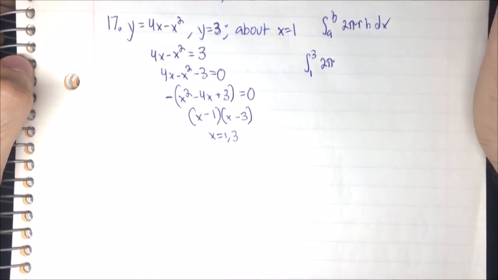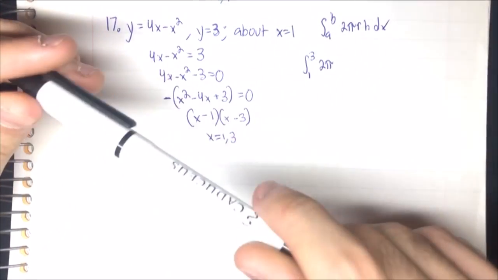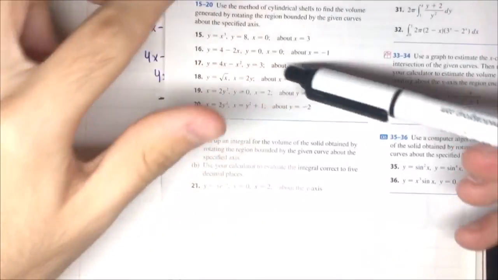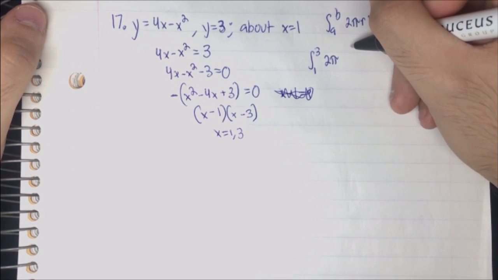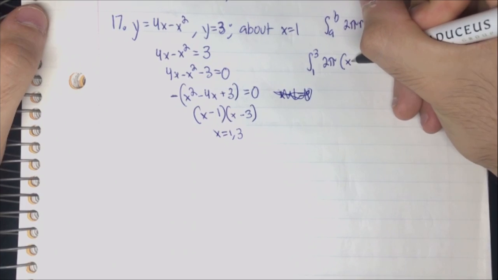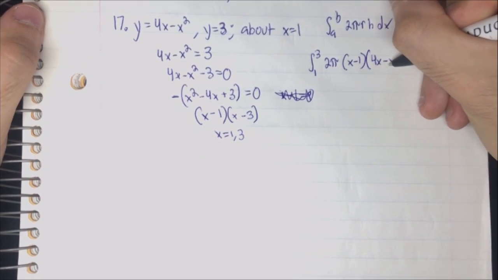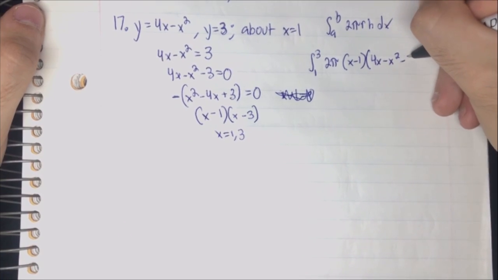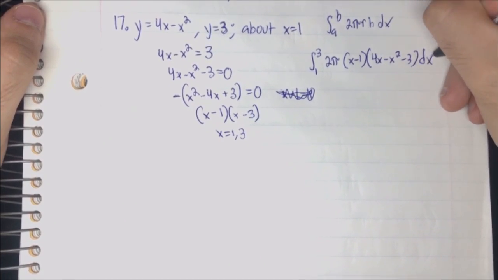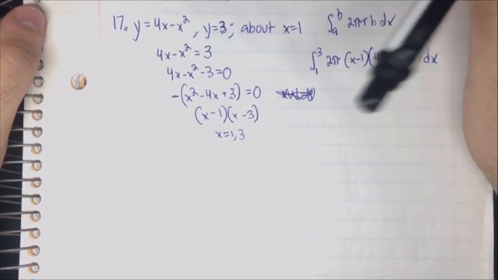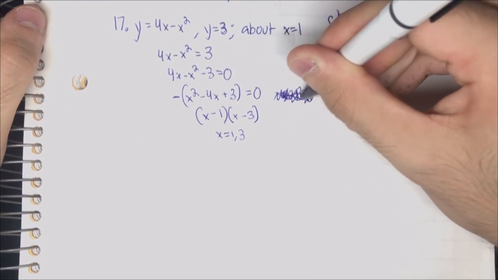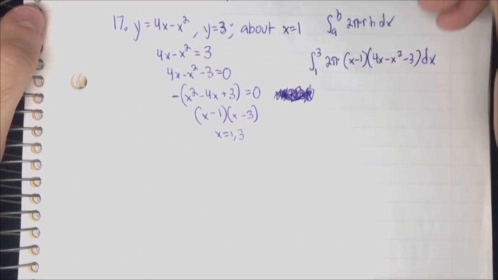I don't really know how to graph it. This graphing for this little part here really confuses me. All right, so the radius is x minus 1, and the height is 4x minus x squared minus 3 dx, and I'm trying to figure out how to do it without the graph, because the graph really confuses me. I don't understand the graph at all.